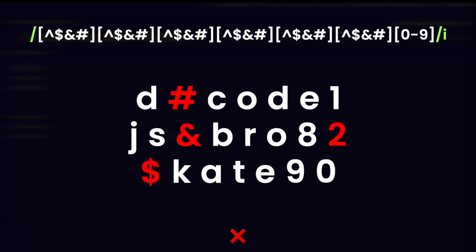As you can see in the first invalid username, we have D. Well, D matches the negated character class because D is not in the negated character class, but the second character is the hash symbol. And as you can see in the second negated character class, hash is there, which means hash should not be the second character.